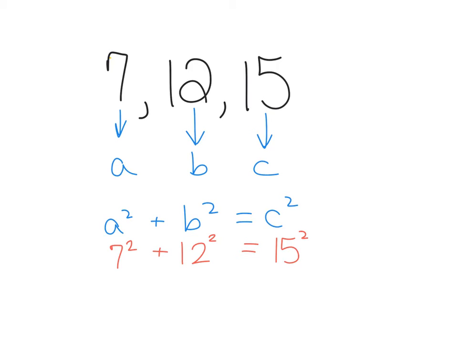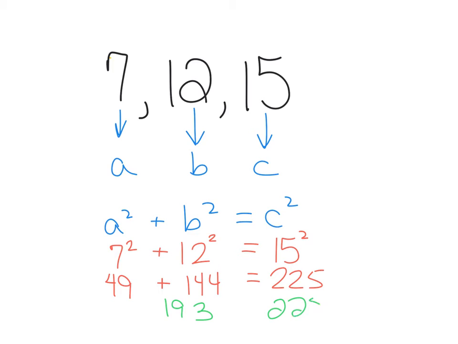So 7 squared is 49. 12 squared is 144. And 15 squared is 225. And so what we want to do now is figure out if this is in fact true. When I add 49 and 144, I end up getting 193. Is that equal to 225? No, it's not at all. So 193 is not equal to 225, so we can conclude that this is not a right triangle.